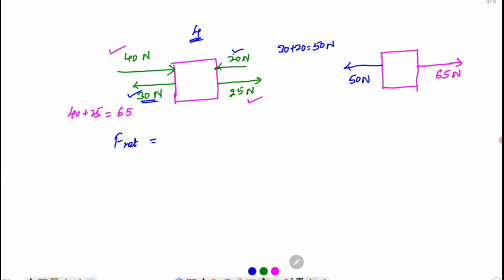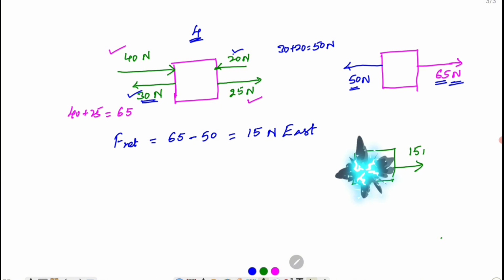So therefore, now what is the final net force? 65, which is the larger one here. 65 and 50. 65 is the larger one, minus 50, which is equal to how much, my dear? 15 Newton. What is the direction of this net force? In the direction of 65, that is east. So these all 4 forces can be replaced by a single force of 15 Newton. Clear, children? Hope you understood. Very simple. You observe which are acting in the same direction, add them, and which are acting in the opposite direction, subtract from those. Simple.